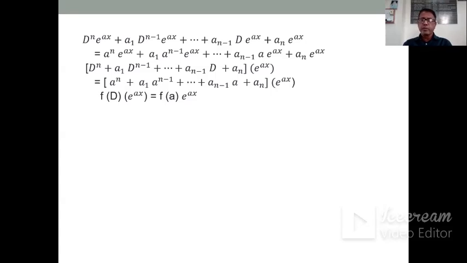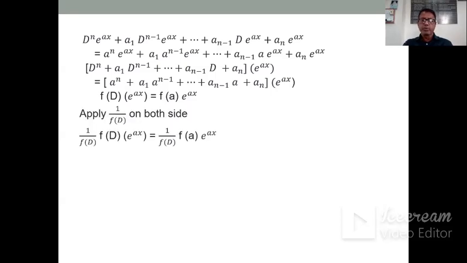Now we operate 1 upon f of D on both sides of this. We obtain 1 upon f of D operating on f of D e to the power ax is equal to 1 upon f of D operating on f of a e to the power ax. But by the definition, we know that 1 upon f of D operating on f of D e to the power ax is equal to e to the power ax. We have seen this result, and f of a is a constant.